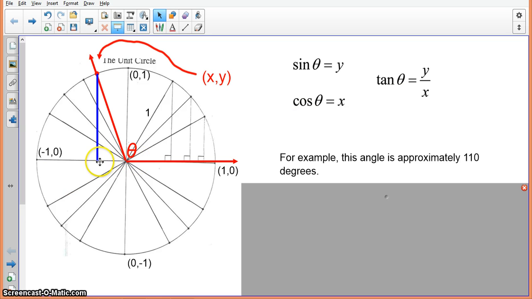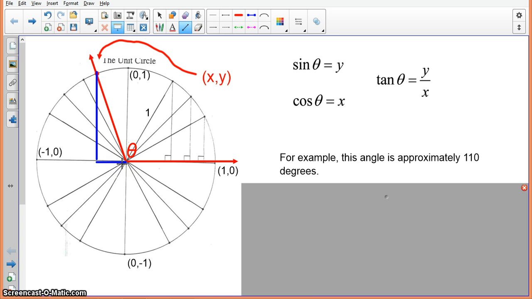Cosine is the x coordinate over 1. Now it's adjacent over hypotenuse, or the x coordinate over the radius. They're the same kinda, except here the x coordinate would be negative. And then tangent is the y coordinate, which is opposite, over the x coordinate, which is adjacent.